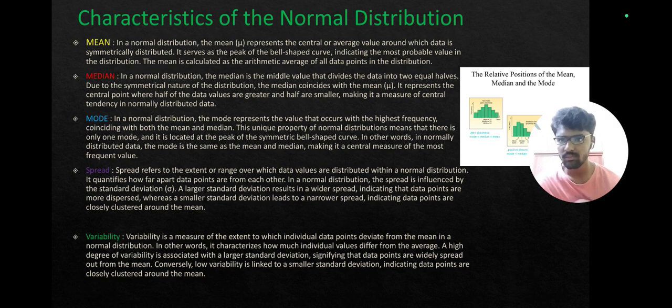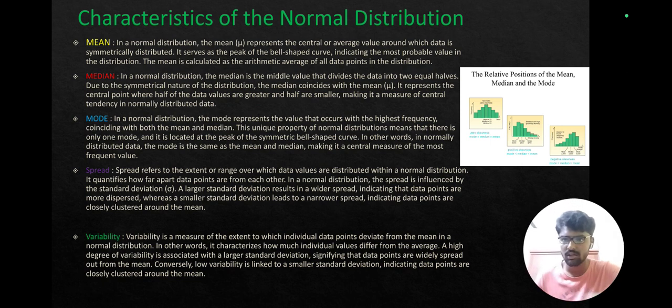Median: in a normal distribution, the median is the middle value that divides the data into two equal halves. Due to the symmetrical nature of the distribution, the median coincides with the mean. It represents the central point where half of the data values are greater and half are smaller, making it a measure of central tendency in normally distributed data. Mode.